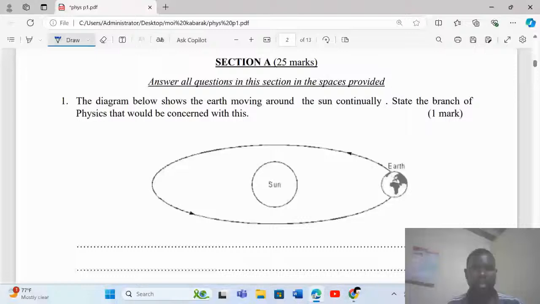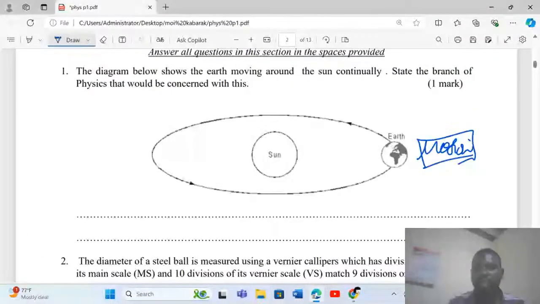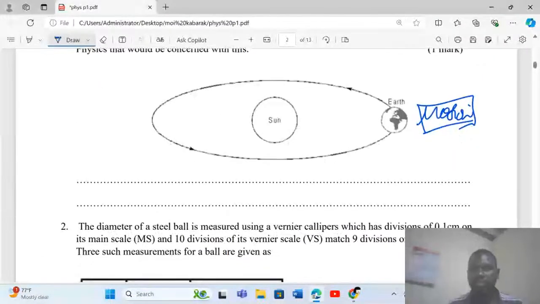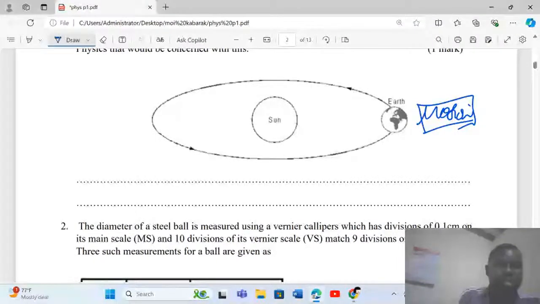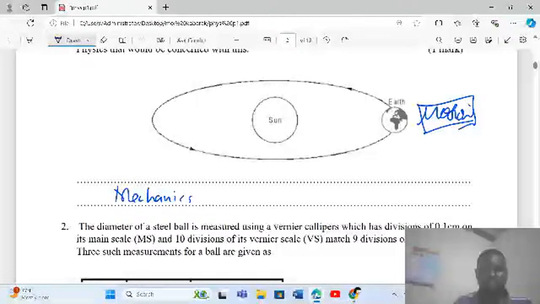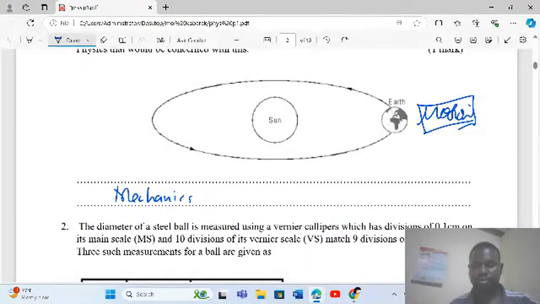The diagram below shows the Earth moving around the Sun continually. State the branch of physics that would be concerned with this. The Earth is in motion. Therefore, the part of physics that is involved with motion is mechanics.